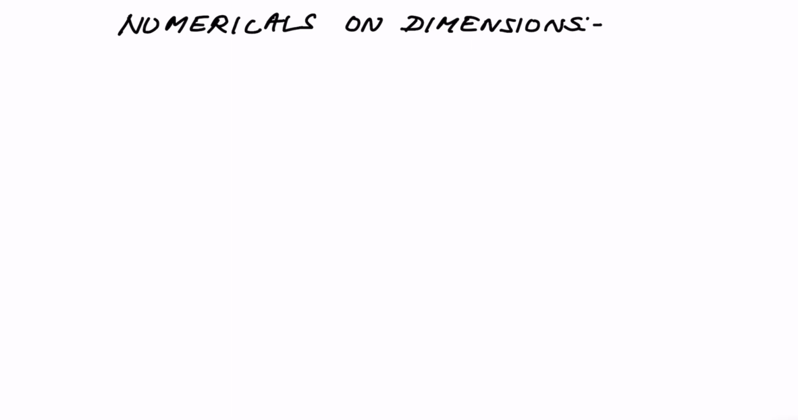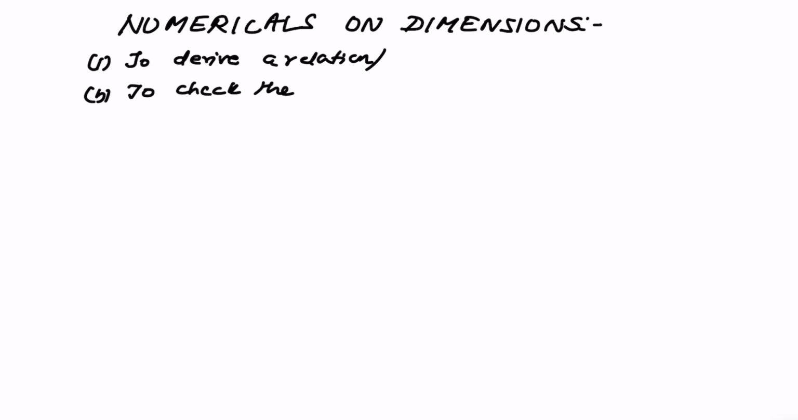Now, in the application, the first application is to derive a relation between various quantities, or to check the accuracy of a relation. In this, the dimensions of many quantities are used which we have not studied yet, but they come under dimensions. So we will first see the dimensions of those quantities which are important for us while doing these questions. First of all, there is the gravitational constant.